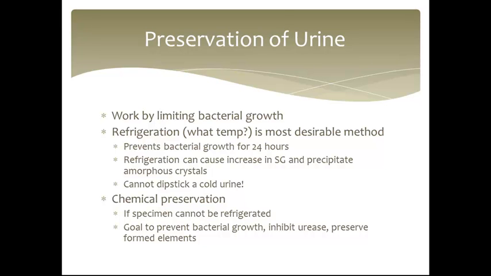Refrigeration works by limiting bacterial growth. All urine should be refrigerated at 36 to 38 degrees Fahrenheit, which is the most desirable. It prevents bacterial growth for 24 hours. Refrigeration can cause an increase in specific gravity due to condensation and precipitate amorphous crystals. If you refrigerate a urine, you cannot dipstick the cold urine. You will have to have the urine sit out at room temperature for about an hour before you can do the dipstick, or the results will be inaccurate.